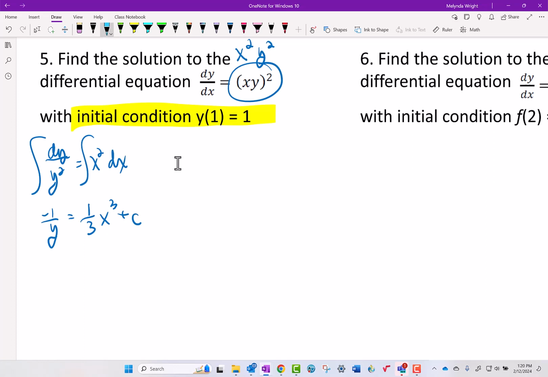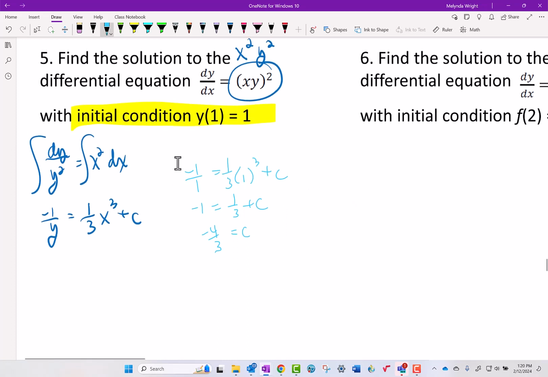So let's move that over here. So I've got negative 1 over, let's see, y is 1. Equals 1/3 times 1 cubed plus c. Okay. So I've got negative 1 equals 1/3 plus c. So what is c? C is going to be what? Negative 1 minus 1/3? That's what, negative 4/3. Okay, that's what c is. Can y'all see that okay? Okay. All right, so now let's put the c back in.